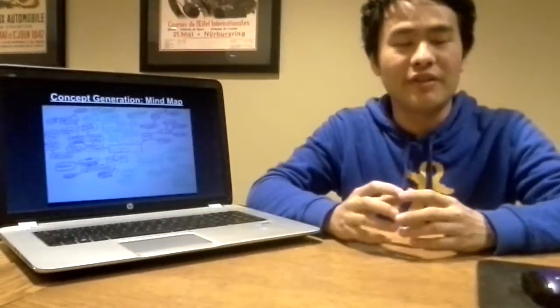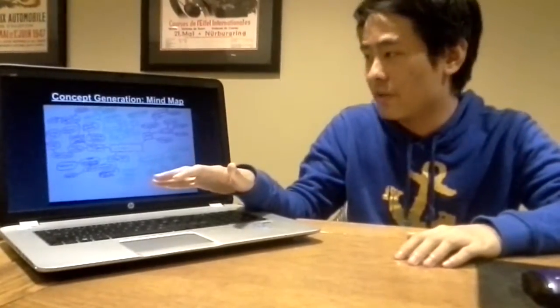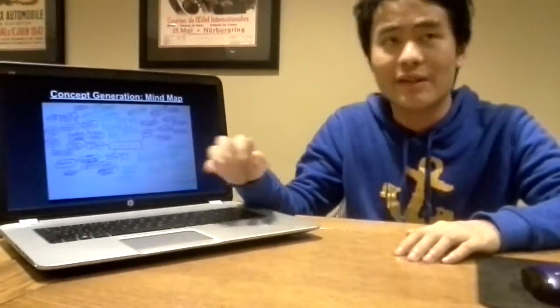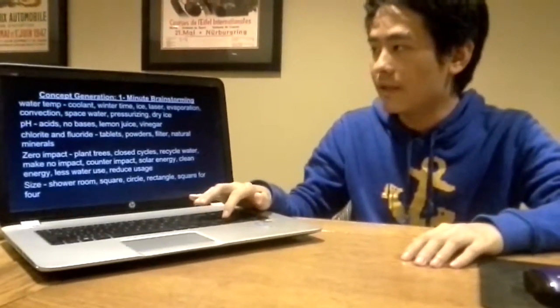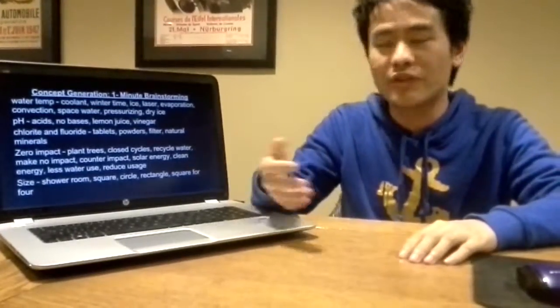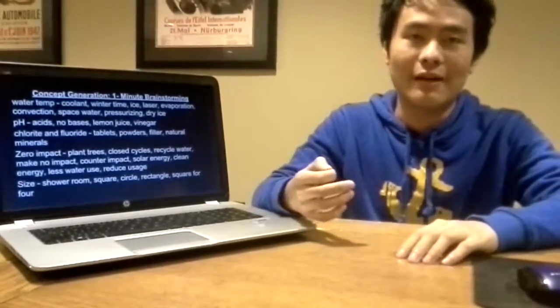Our three concept modeling skills are, first, the mind map. We first start out with the shower, and we go to pH and its impact, and chloride and fluoride, and then we go to more specific ideas which help us find a means to reach these subfunctions. The next method we use is 1 minute brainstorming. We start out with water temperature, pH, impact, and size, and we use 1 minute for each of these subfunctions, and we list out all the means and solutions we can think of.